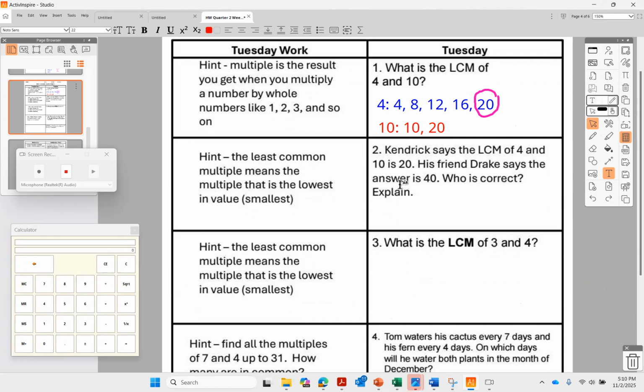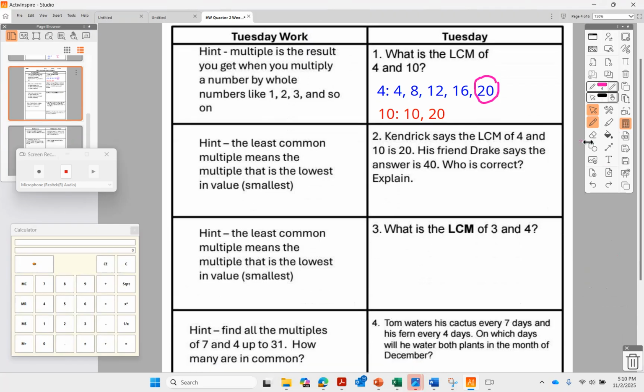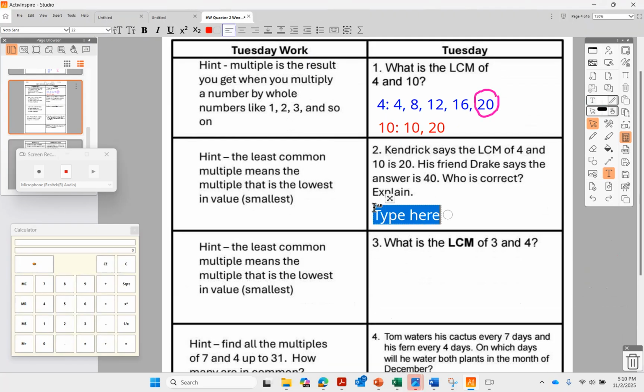So Kendrick says that the LCM of 4 and 10 is 20. That's great. His friend Drake says the answer is 40. So we know, because we just did this, that Drake, oh, neither of them are right. Oh, wait, hold a second. Kendrick, I thought it said 4. Kendrick is correct. Drake found a multiple, but not the least common multiple.